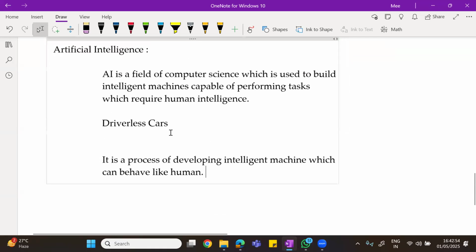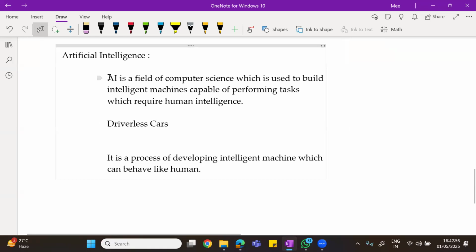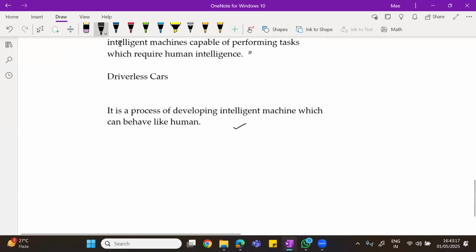These are the two you can go with. Anything. If you remember this one, then prefer to go with this one, guys. Okay. If you don't remember, then simply you can say it is a process of developing intelligent machines which behave like humans. That's it. Otherwise, you can go with this. That's fine. Now, let's see some more information about this artificial intelligence.